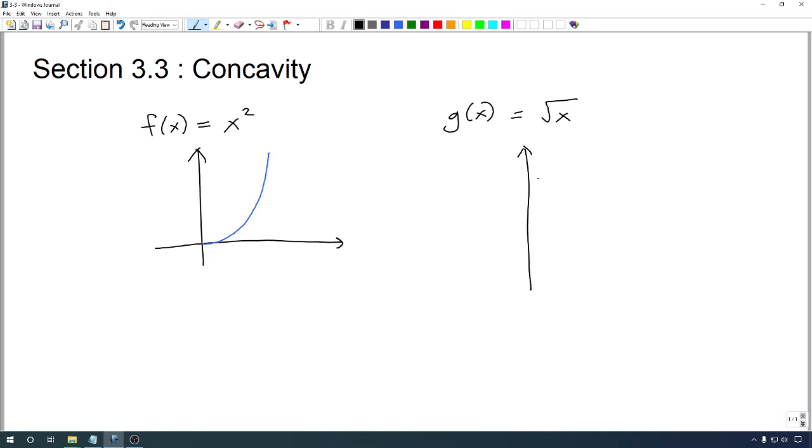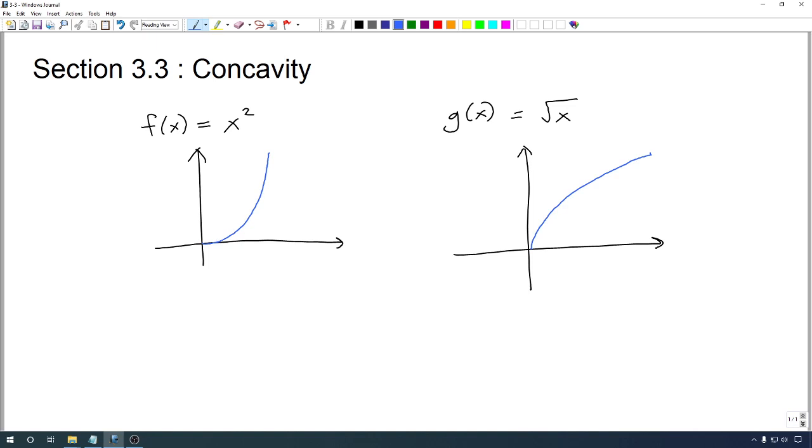And for the square root of x, of course we can't put negative numbers in here. We have to start at 0. And we have something like that. These are both definitely increasing functions over the interval from 0 to infinity. But they have quite a different flavor to them.